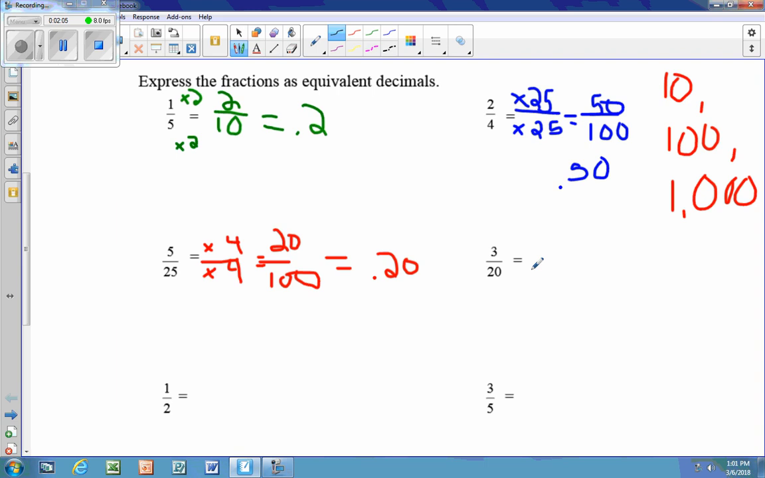Next, we have 20 in the denominator. It's another number that I can change to 100 if I do times 5. So I'm going to make sure that I do times 5 in the numerator and the denominator. And I end up with 15 hundredths. And when we do that, this is 15 hundredths.